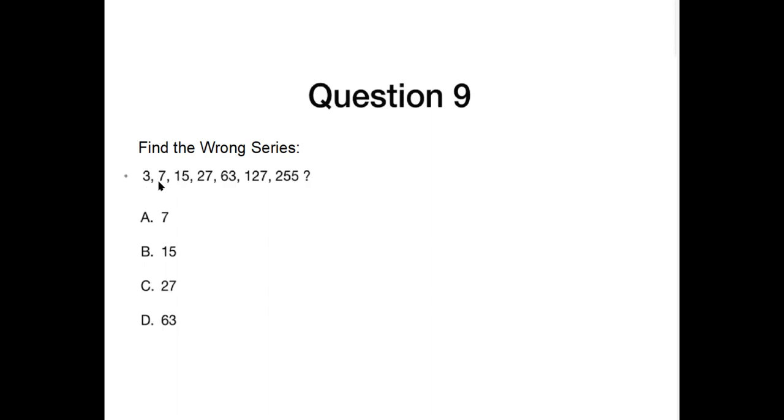3 to 6, so it's near to 6. 7 to 14, so it's near to 14. 15 to 30, so it is near to 30. 32 going to 60, so it's going to be near to 60. So we can take it in this format.